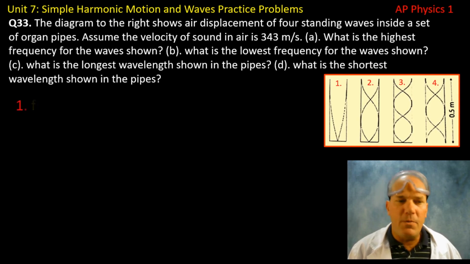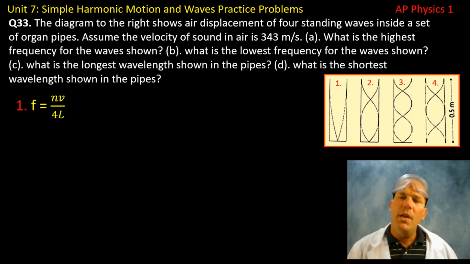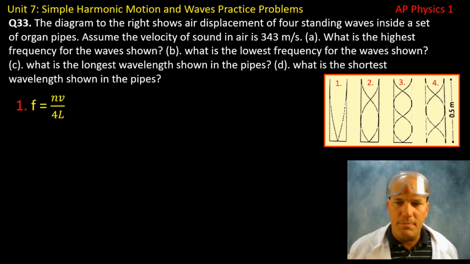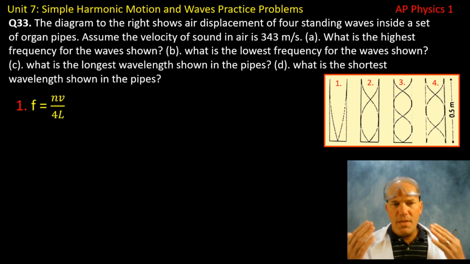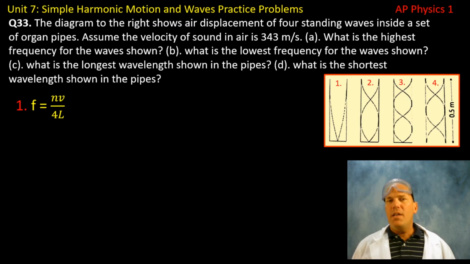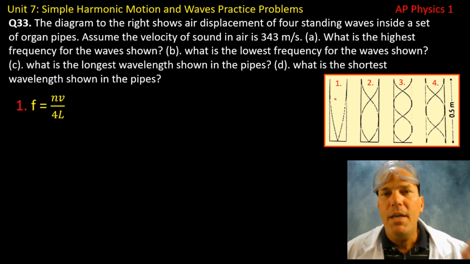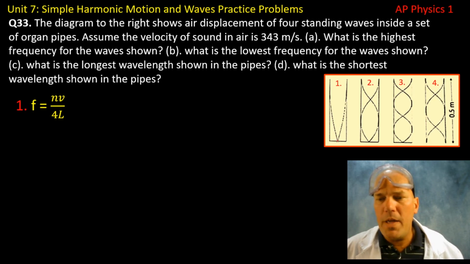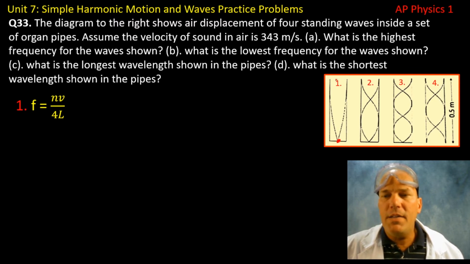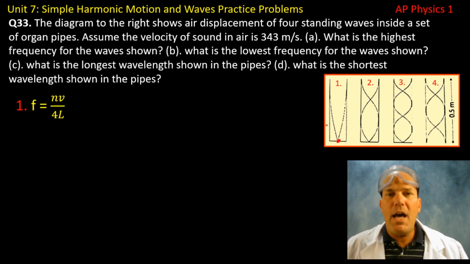Let's calculate the frequencies. For number 1, we have a pipe closed at one end, open at the other end. We're going to use this equation because the length for number 1, if you look at the length of the column, is 1/4 of the wavelength. We have a node at one end and an antinode at the open end. This is the fundamental harmonic for a column or pipe open at only one end.